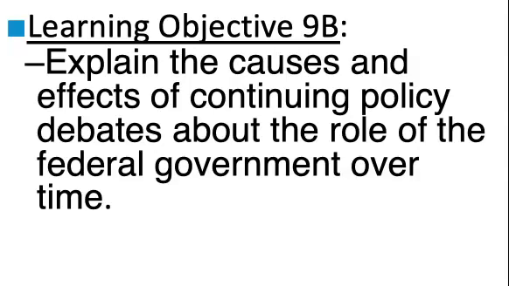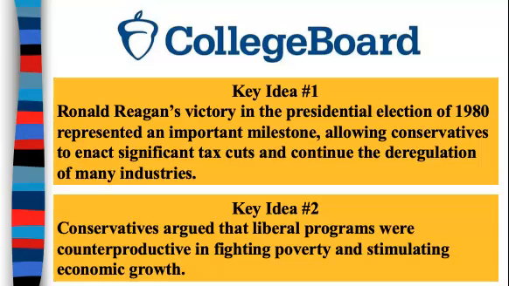We're going to start off with two key ideas back to back. Now, the first one says, Ronald Reagan's victory in the presidential election of 1980 represented an important milestone, allowing conservatives to enact significant tax cuts and continue the deregulation of many industries. And key idea 2 says conservatives argued that liberal programs were counterproductive in fighting poverty and stimulating economic growth.